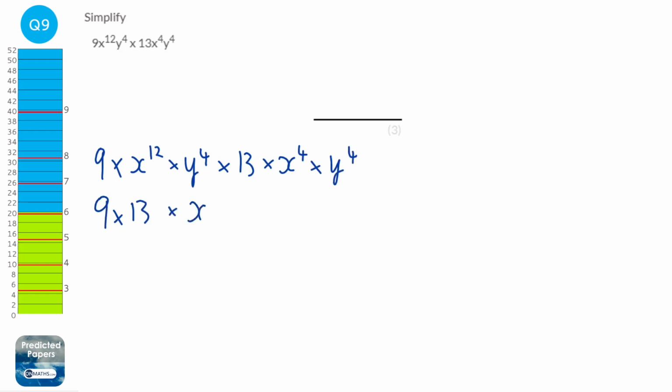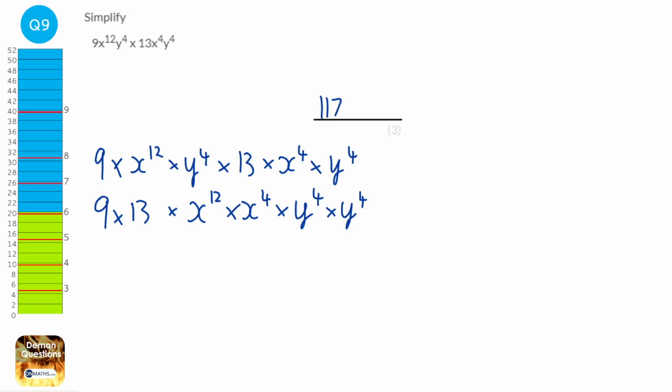I'm going to put the x's together. And I'm going to put the y's together. So, first thing to do is 9 times 13, which is just 117. Then we've got x to the power of 12 times x to the power of 4.